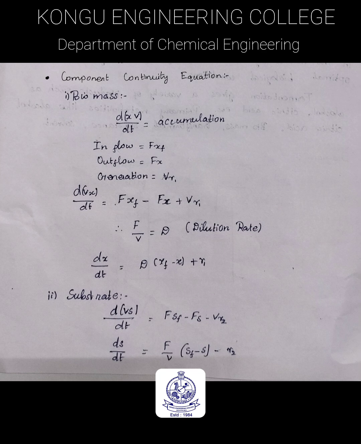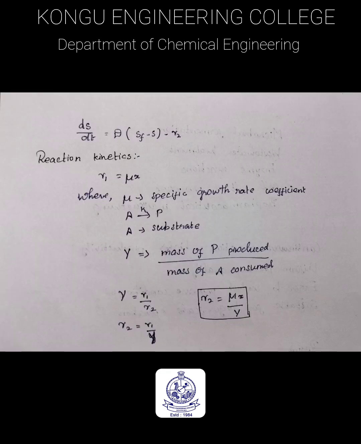Let us go to the substrate. Here, the accumulation, where d(VS)/dt is equal to V dS/dt. This represents the rate of change of the total amount of substrate in the reactor. Inflow, FSi, where Si is the concentration of the limiting substrate in the influent. Outflow, FS, where S is the concentration of the limiting substrate in the effluent. When we talk about the consumption, it is the rate of substrate consumption per unit volume, which is denoted by V·Rs, and we take Rs. Putting it all together, we form this equation.